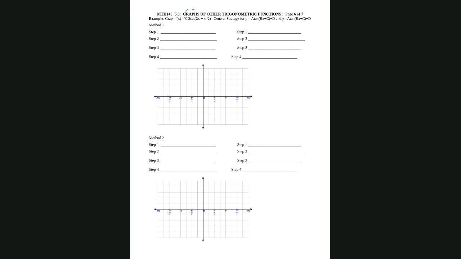And we're going to do that the same as we did in class. So we're going to have the general strategy over on the right, and this is going to be for y equals a times the tangent of bx plus c plus d. And, oh, there's a slight typo here. One of these should really say cotangent.